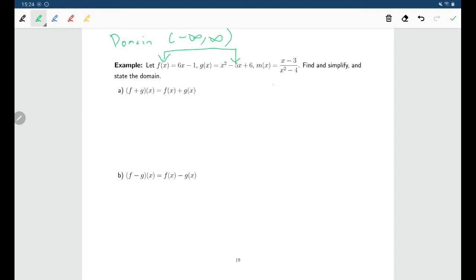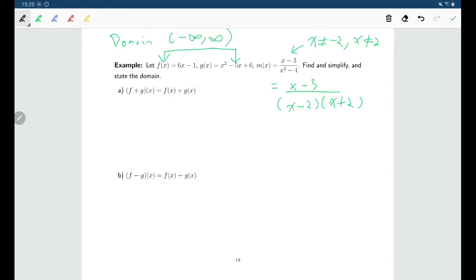m of x, on the other hand, if you were to think about factoring the denominator, you could see that there's 2 values that you would not be able to put in for x, which would be positive 2 or negative 2. And so both of those would have to be excluded from the domain of m of x. So this is something that we'll need to keep in mind, that if we're doing anything involving m of x, even if things cancel, we'll still have to restrict x being 2, and we'll have to restrict x being negative 2.